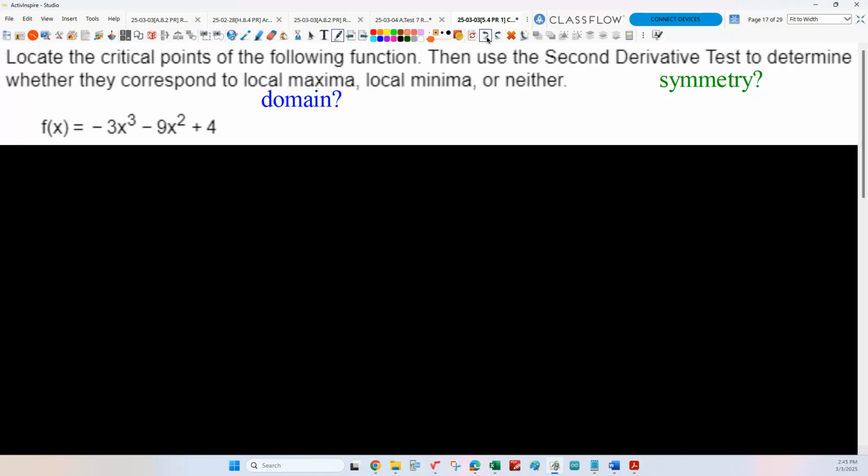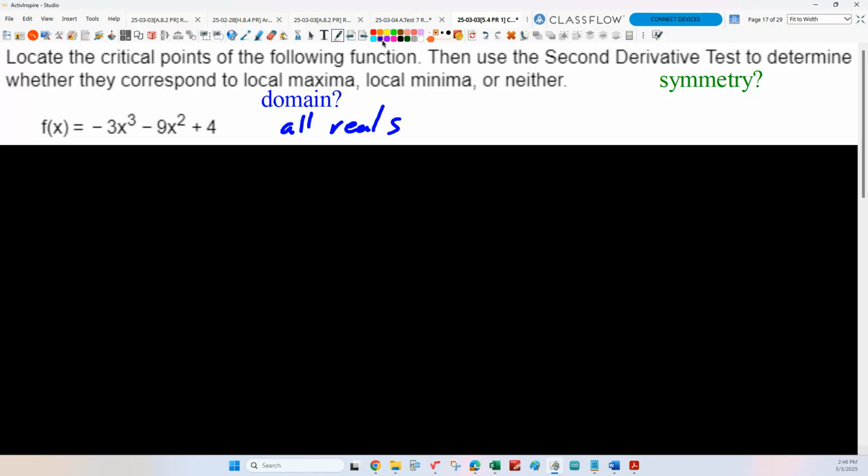So what's the domain of this function f of x? All reals. It's a polynomial, right? So you know it's all reals. There's no problems with this at all. Domain, all reals. Does it have any symmetry? No. How come? You're right. I'm mixing even and odd exponents, so it destroys the symmetry, right? So there's no symmetry, okay?